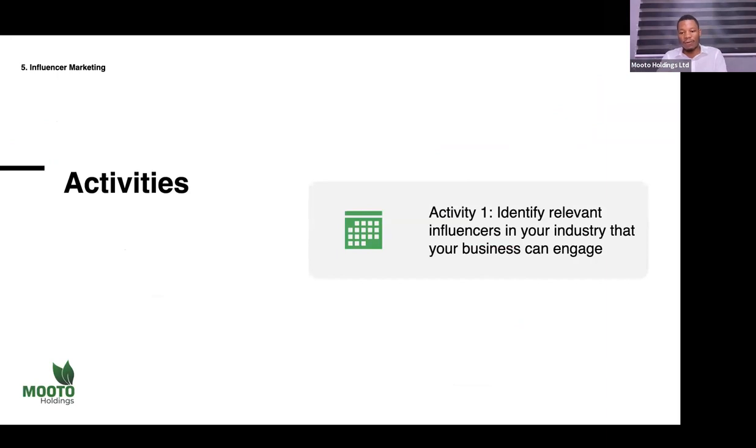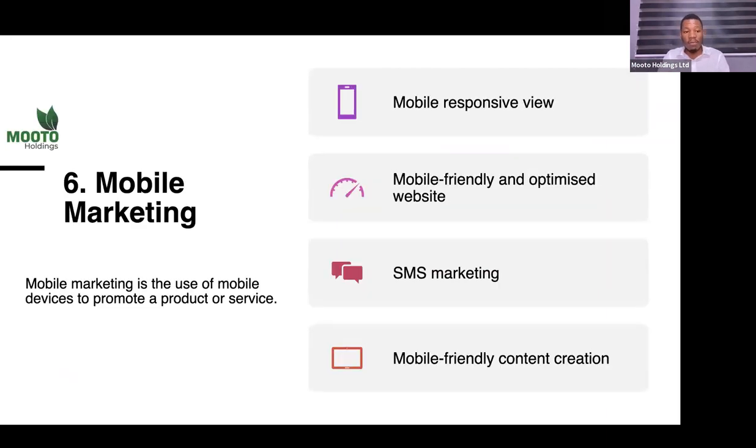There's also an activity there for you to identify some influencers that relate to your industry. Mobile marketing. Mobile marketing is basically just bringing all these concepts, but being used on a phone. Now, if your website, your social media platforms, or any digital platform that you're using online to do your marketing is not optimized to use on a phone, then you're really missing out.